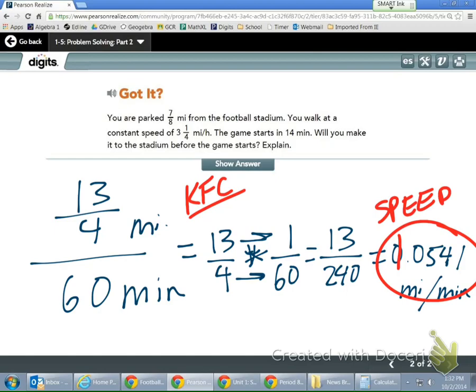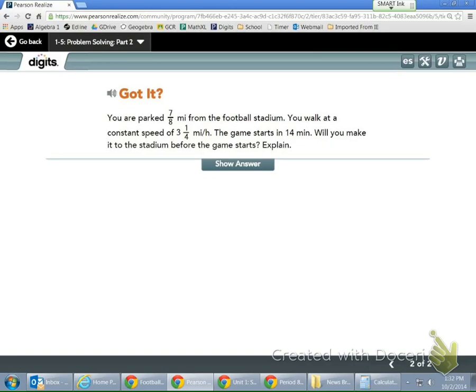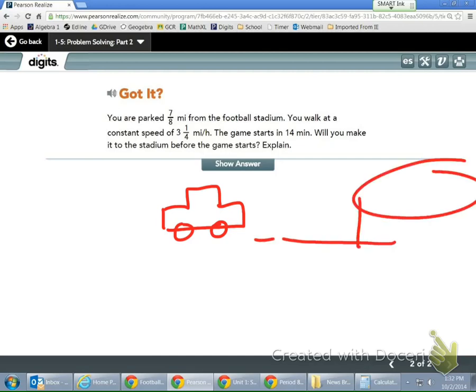It says this. There are 2 components here. We have the car. Look at my awesome car. And then you've got the big old stadium, playing football because that's the only sport we talk about here. It looks like a Lego trying to drive. Before we make fun of Mr. Lowe's drawing, let's solve the problem. We say that this is 7/8 miles. Now the game starts in 14 minutes. So how do we figure out if the person makes it or not?